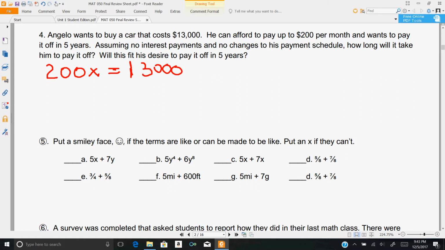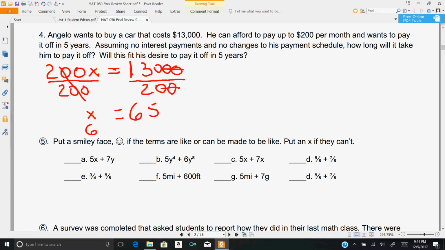We've solved equations. What we did in this case, where we have 200x, we divide both sides by 200. X is the number you multiply by 200 to get 13,000. So these cancel. We divide by 200 to see what X is. And actually, I'm going to reduce the fraction to 130 over 2, which is 65. So X is 65 months.